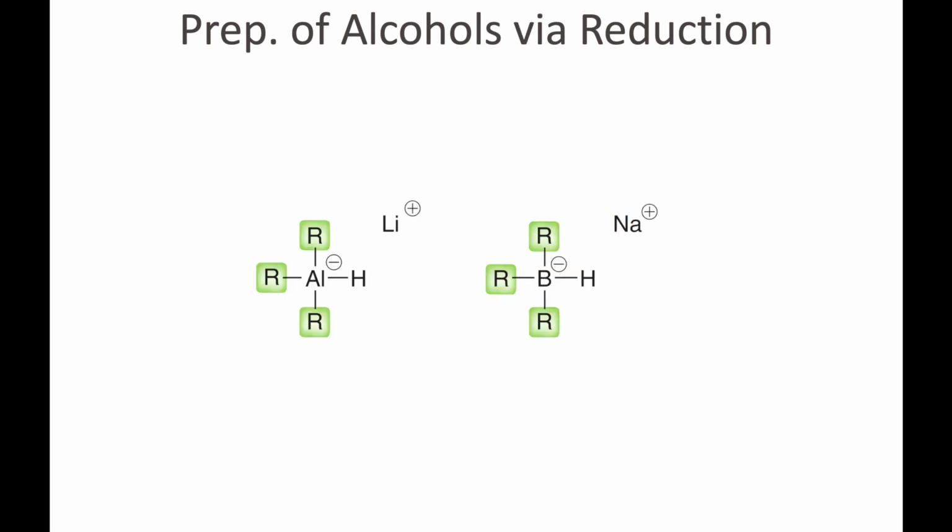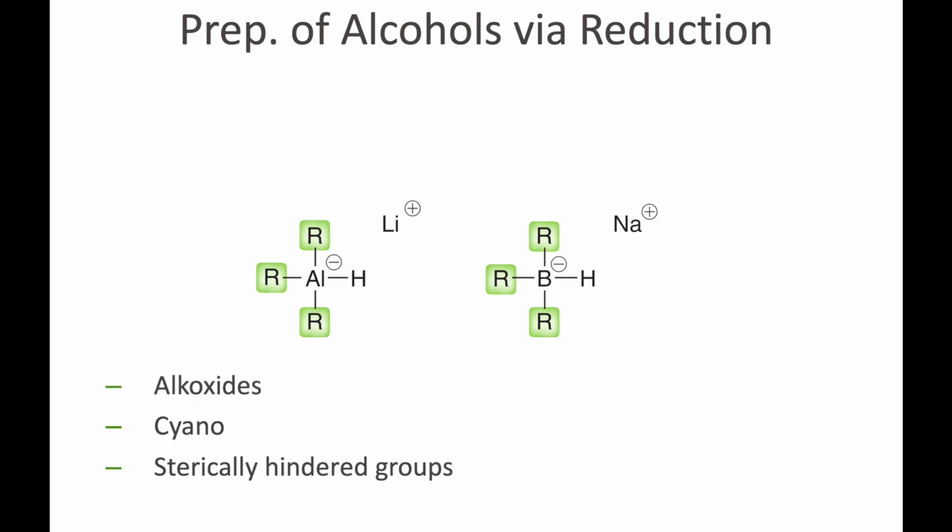The reactivity of the hydride delivery agents, the H-, can be fine-tuned by using derivatives with varying R groups. So you may see aluminum or boron in the middle, but instead of hydrogens on the outside, it could be different R groups. And these R groups can be alkoxides, cyano groups, or you can even design it to be sterically hindered R groups.